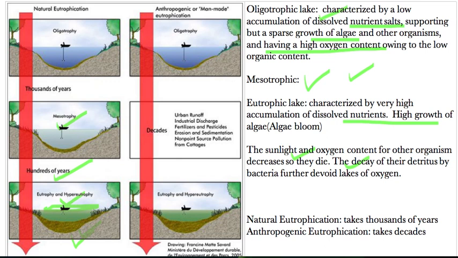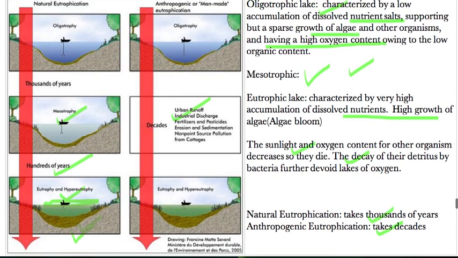This should happen by itself, and if it did, it would take thousands of years, but it is not happening by itself. There can be two types of eutrophication, natural and anthropogenic. It will take thousands of years if it is natural, but if it is anthropogenic, it will take just a few decades. Why does it happen? Because of urban runoff, industrial discharges, fertilizers and pesticides, and erosion and sedimentation. Non-point sources of pollution are also responsible, and this is man-made eutrophication.